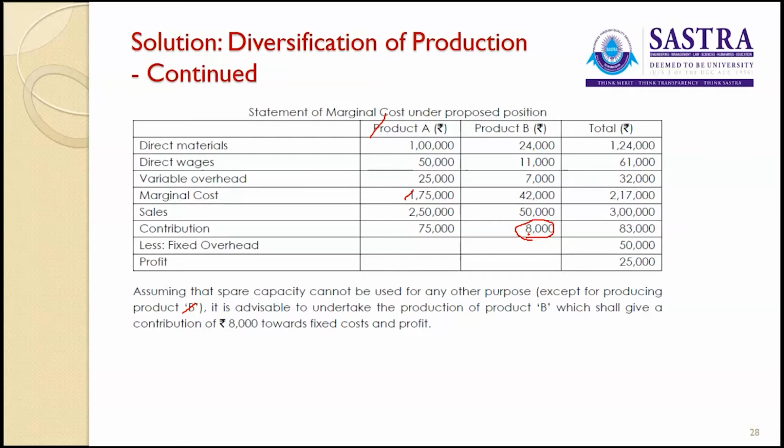So this is diversification of production within the existing capacity. Along with the existing product, we can go for an additional product. And if the additional product gives some contribution which covers your fixed overhead and your profit, it is better to go with production of the additional product. In this problem, we have 8,000 rupees as an additional contribution towards the coverage of fixed overhead and profit. So the profit is now 25,000. It is better to go for product B.